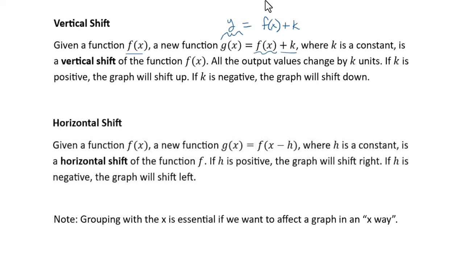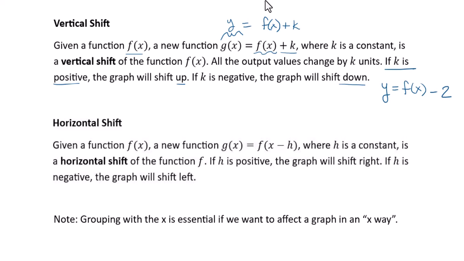Now if that k value is positive, then the graph is going to shift up. If k is negative, then the graph will shift down. And you'll see this y equals f of x minus 2 type of equation if we wanted to shift something down 2 units.